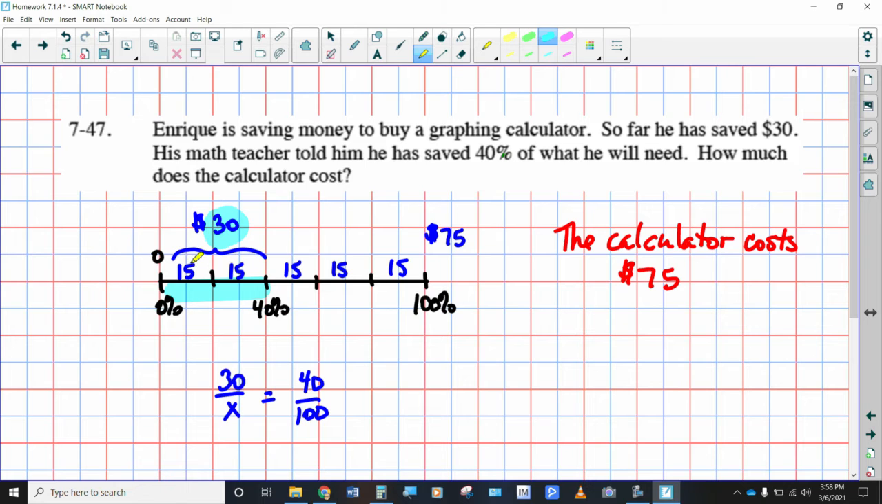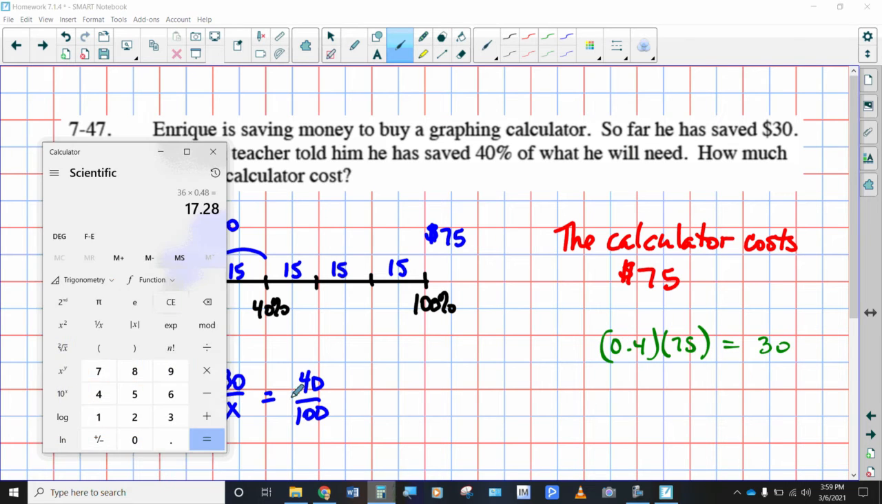And 10% would have to be equal to half of that, which would be 7.5. I'm rambling on, just thinking out loud. But this gives us enough information to solve the problem. It tells us if each one of these is 15, then 5 times 15 gives us 75 for an answer. And so that's going to be how much the calculator costs. And I can test that by using my understanding of scaling now. If I take 40% in decimal form times 75, I should get 30 for an answer. And let's prove that that's true.